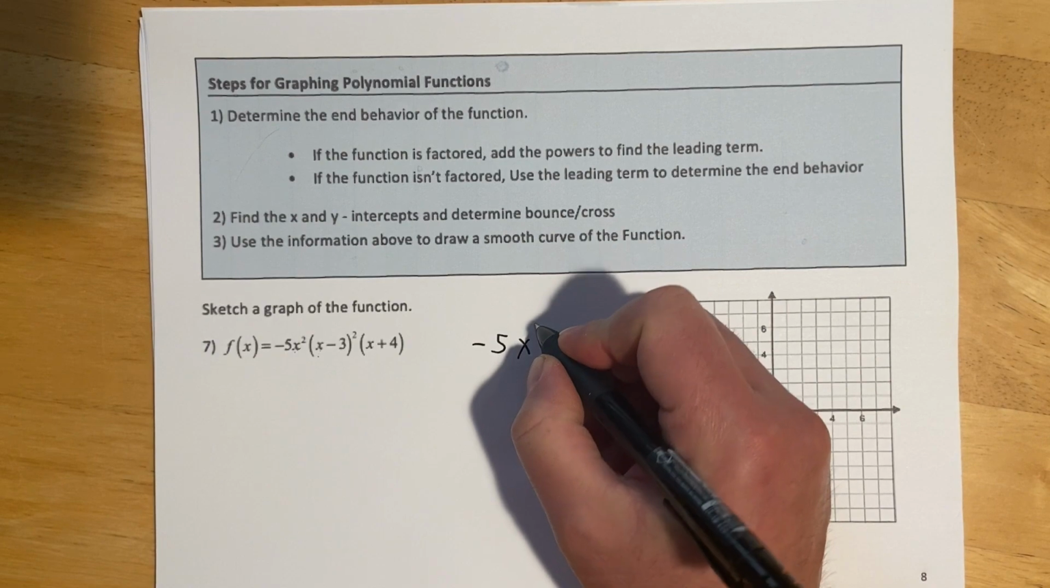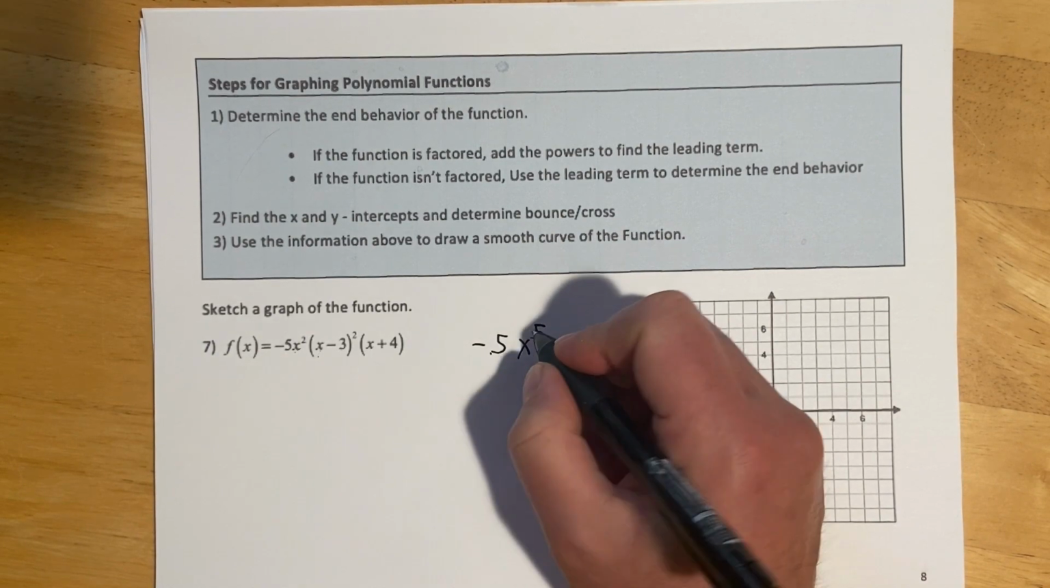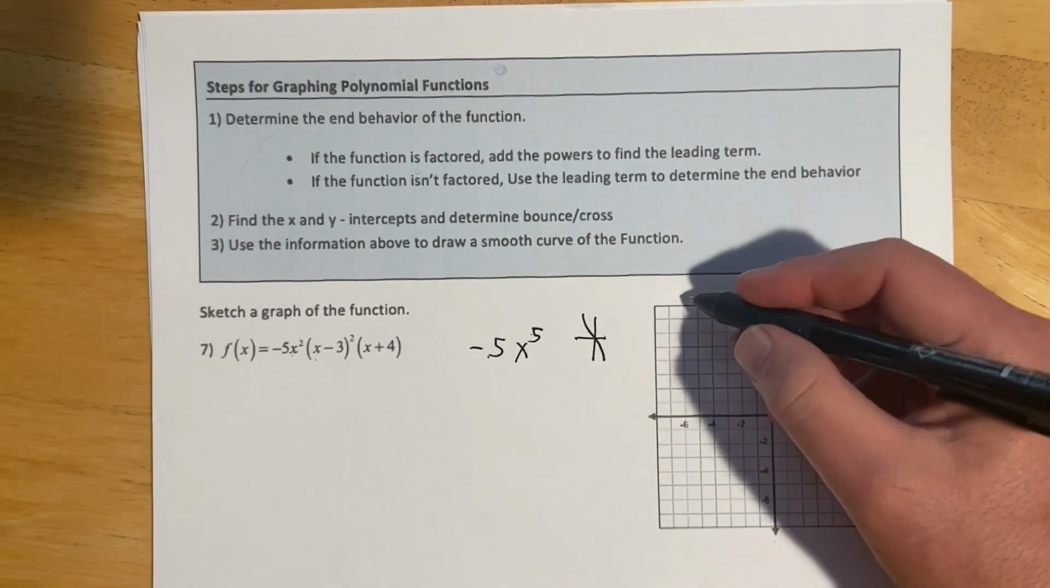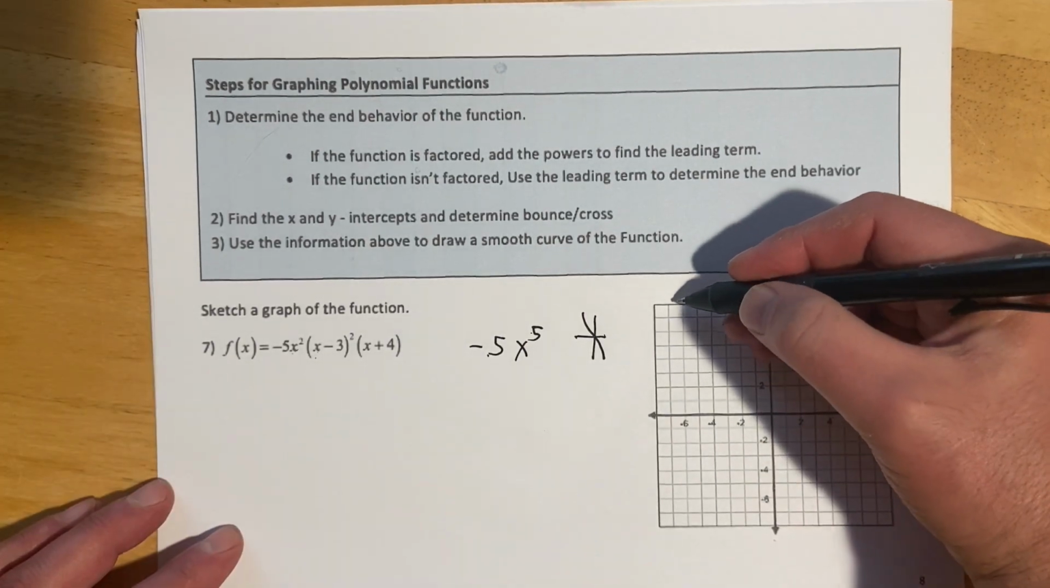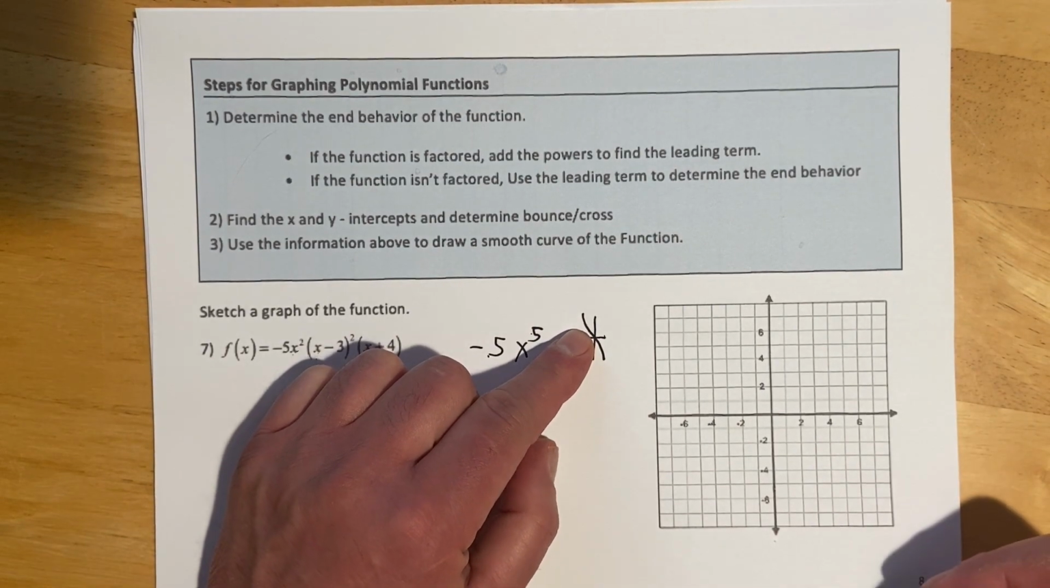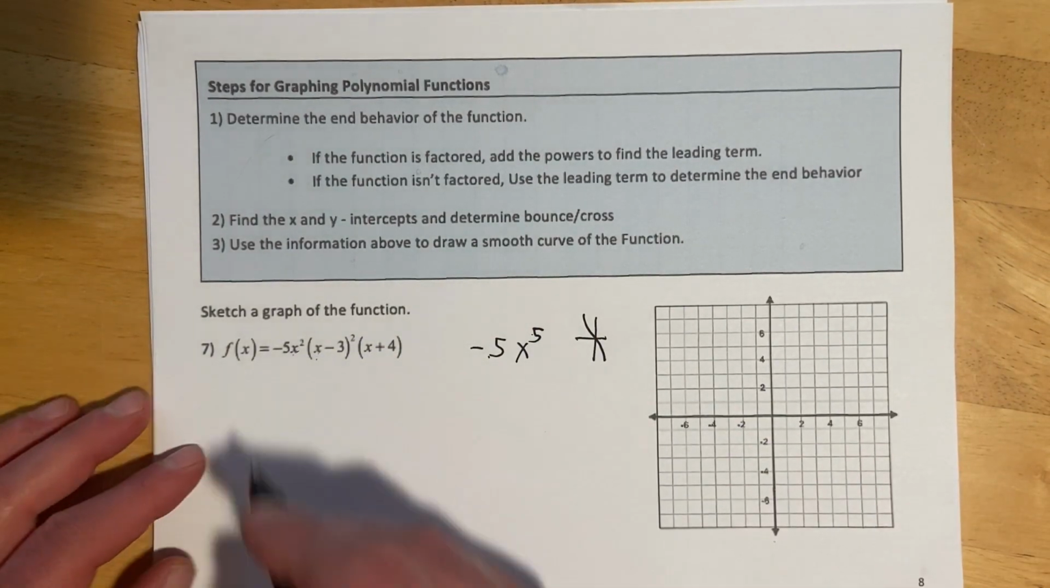So -5x to the 5th. So this is negative and odd. So that's going to be my general shape. When I go to draw my graph, I'm going to start at the top. And if I do everything right in the middle, it should come back out this end.